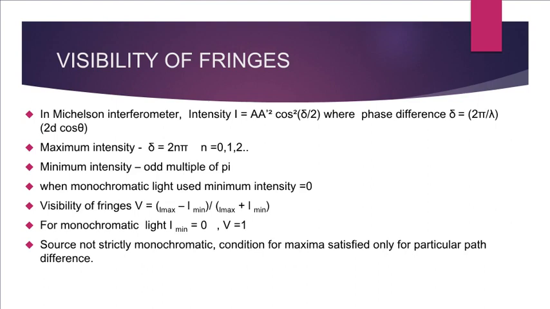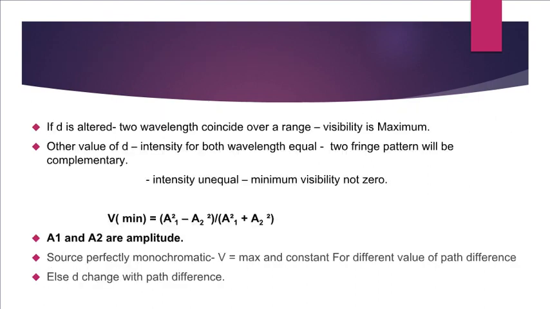If the light source we use is not strictly monochromatic, that is, if it consists of more than one wavelength, then the condition for maxima is satisfied only for particular path differences. If for a particular distance d, two interfering rays come in phase, the fringes will be clearly visible. And if the rays are out of phase, the intensity is minimum if the two rays are of equal intensity. If not of equal intensity, the minimum intensity will not be 0.